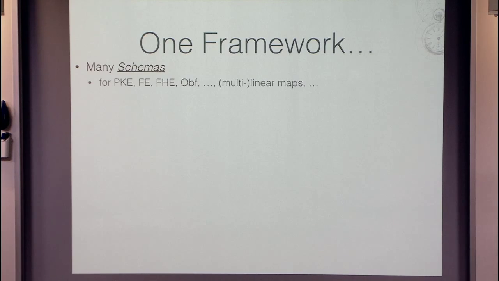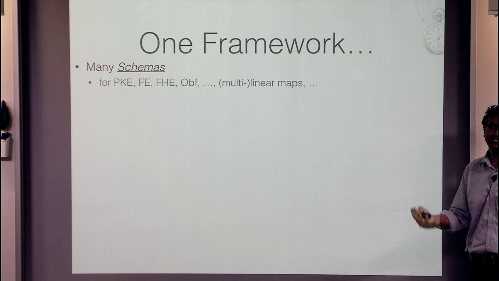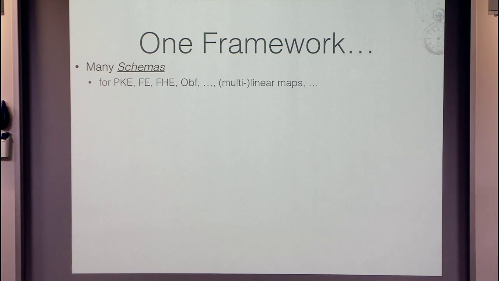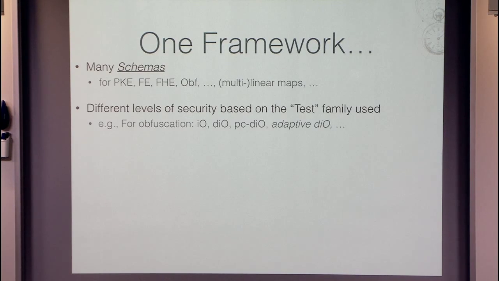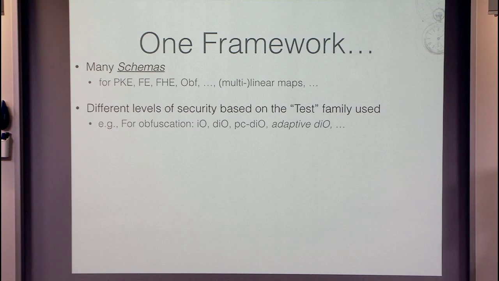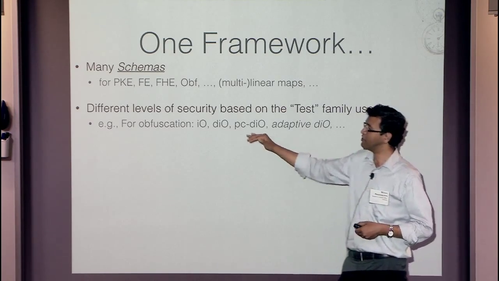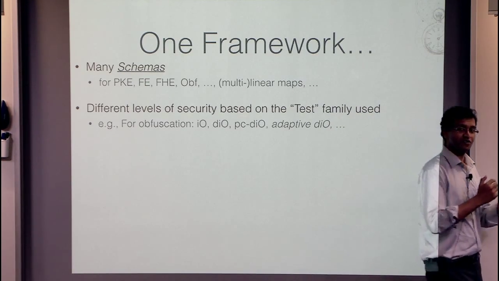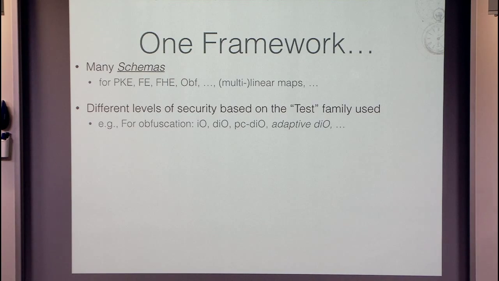This is like functionalities in the UC security framework. And for us, we call these things schemas, just some name we came up with. That's one object, but obviously there are different levels of security you could talk about for something like obfuscation, IO, DIO, public coin DIO, you know, they're not the same. So you do want to have the flexibility of defining different levels of security.